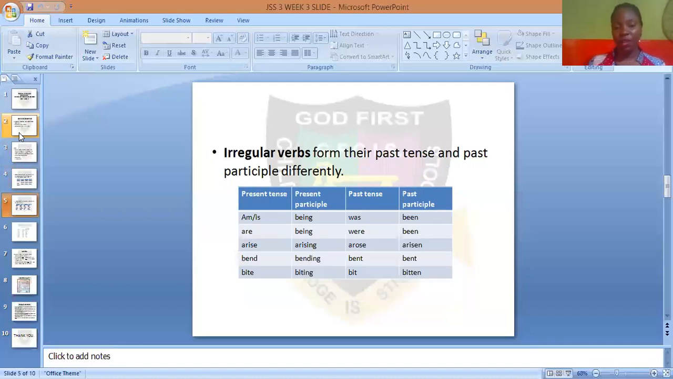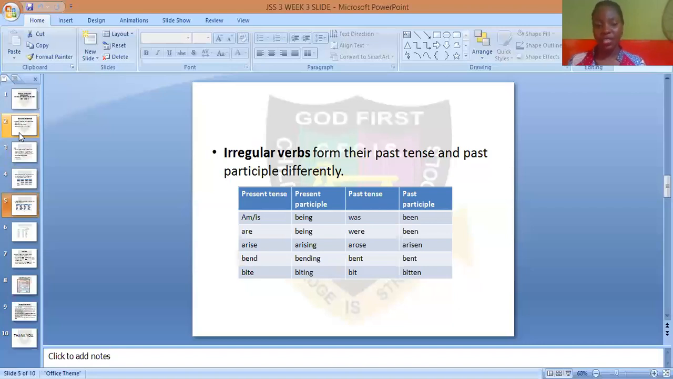Moving on, irregular verbs. What are irregular verbs? Irregular verbs form their past tense and past participle differently. So we have the present tense, the present participle, the past tense, and the past participle.